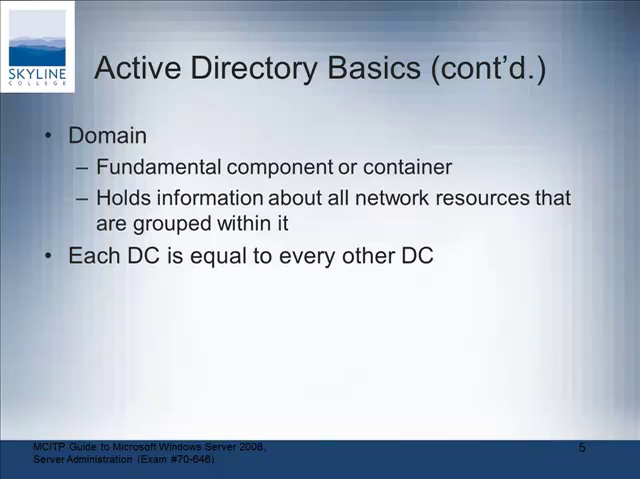Each DC is equal to every other DC, and this DC is not domain controller but domain component. Each domain is equivalent to every other domain. Chris is the administrator of the Roanoke domain. Somebody else is the administrator of the Greensboro domain. Somebody else the Raleigh domain. They are essentially autonomous. The reason for the child domains is replication.